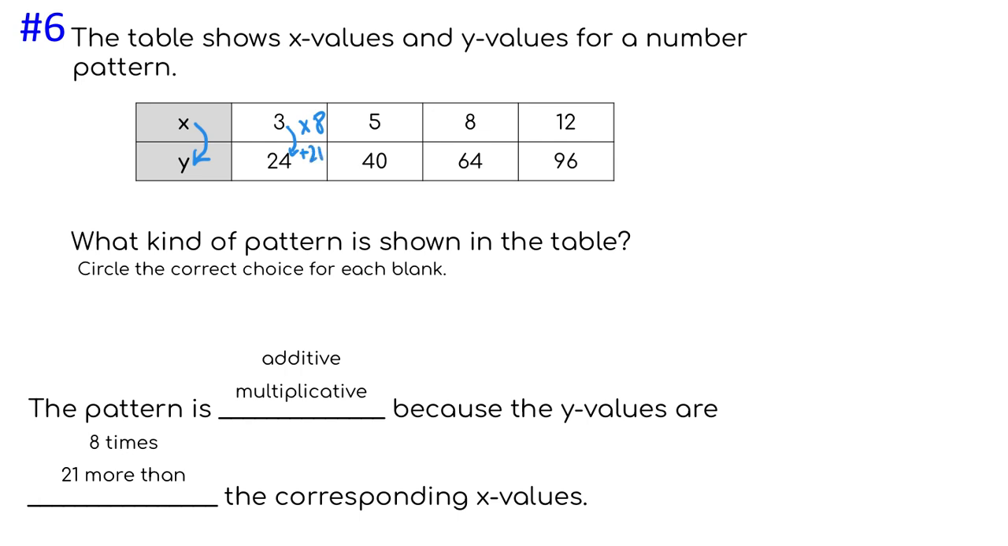And the way we decide which one is correct is to check it further down the line. So is 5 times 8 equal to 40? Yes. And 5 plus 21, 21 plus 5 is 26, not 40. So we're not adding 21, we are multiplying times 8. And I can keep checking. 8 times 8 is 64, and 12 times 8 is 96.